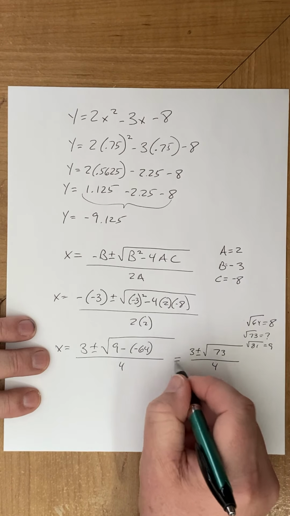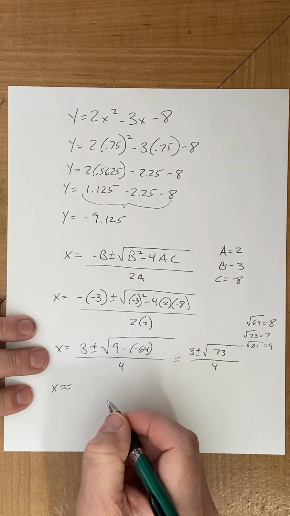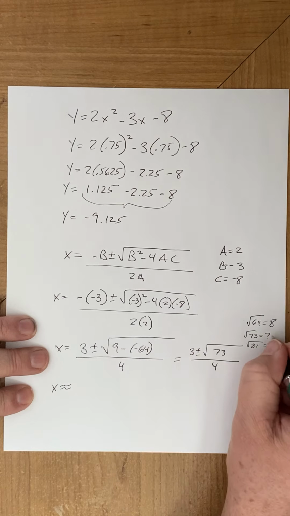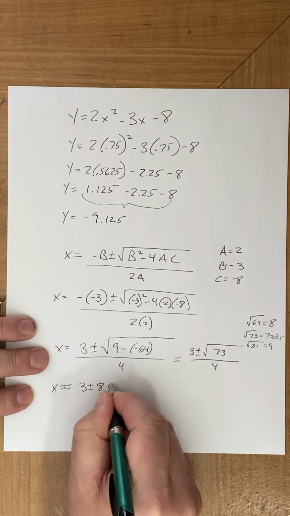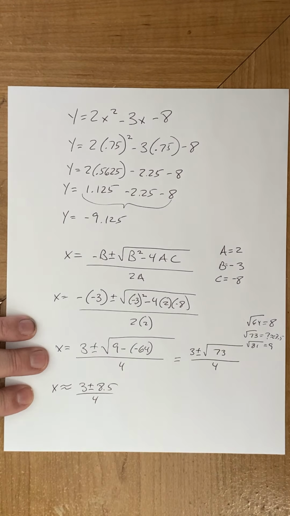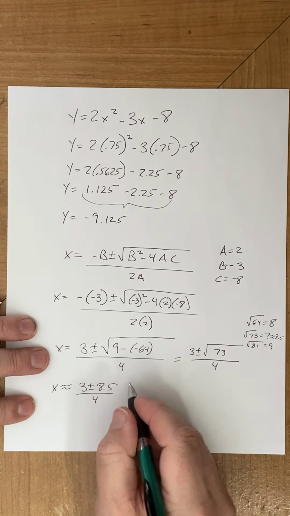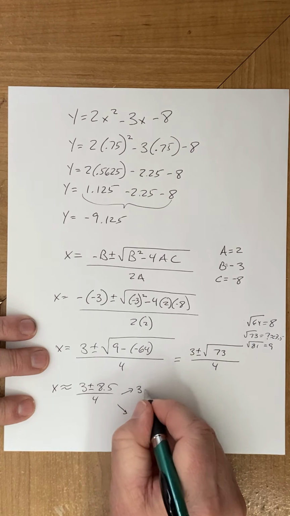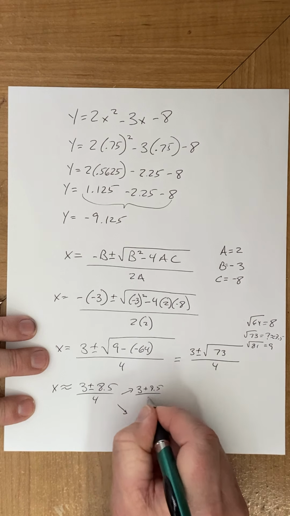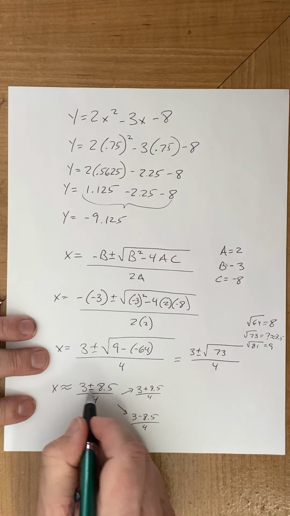So now I'm going to change this equal sign to a squiggly equal sign, about 8.5. 3 plus or minus 8.5 all divided by 4. Again, this is going to get really about-ish. But 3 plus, okay, this becomes two different things. That's what that plus and minus means. 3 plus 8.5 divided by 4 and 3 minus 8.5 divided by 4. That's what that plus or minus here means.